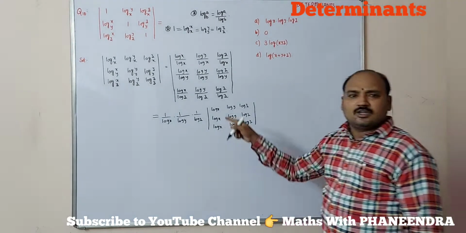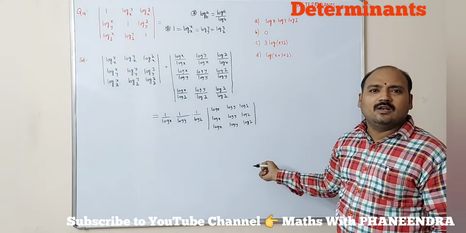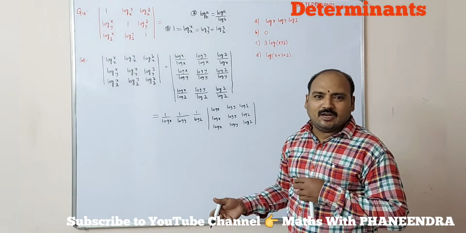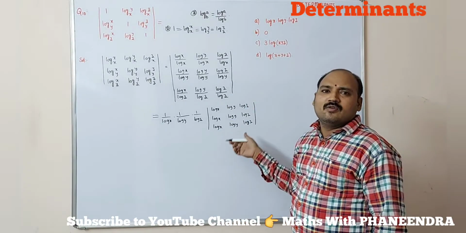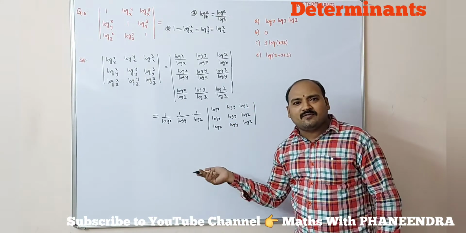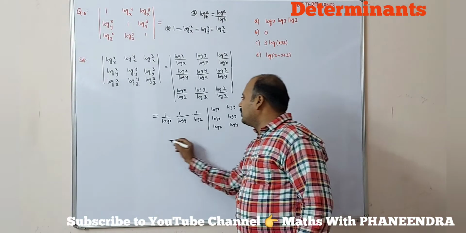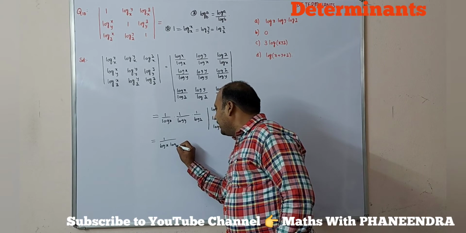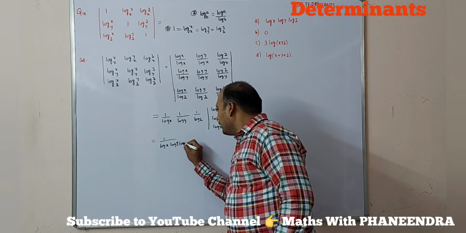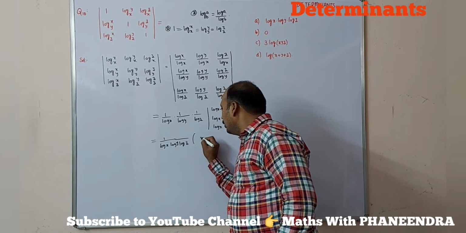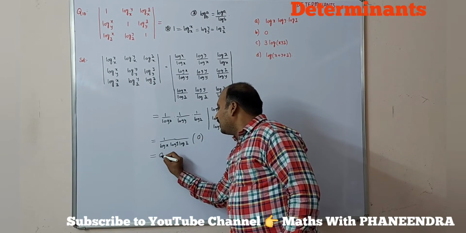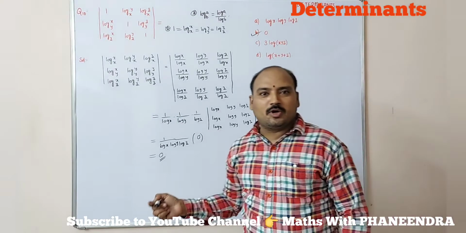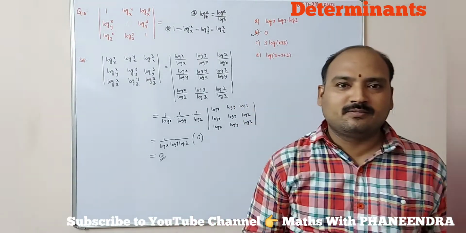In the determinant, all the rows are identical. Whenever any two rows are identical, or here all three rows are identical, the determinant of this one goes to be 0. So 1 by log x into log y into log z times 0 goes to be 0. So ultimately the answer is 0, which is there in the second option. I hope you understand. We'll move on to the next one.